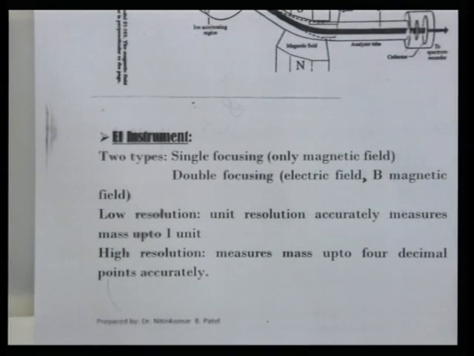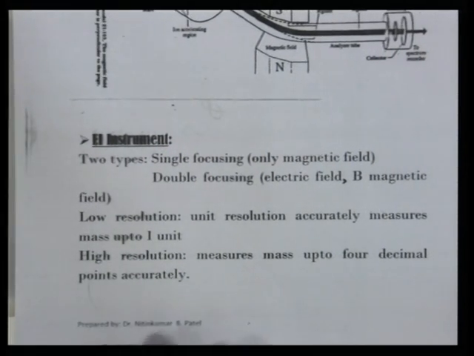In the EI instrument there are two types: single focusing, where only a magnetic field is there, and double focusing, which is composed of an electric field as well as a magnetic field, both perpendicular to each other. Now, low resolution and high resolution spectra are obtained. In low resolution, unit resolution accurately measures mass up to 1 unit. In high resolution spectrum, mass is measured accurately up to 4 decimal points.